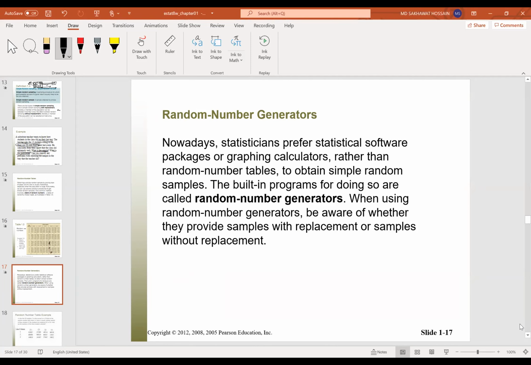Okay, so nowadays people actually use statistical software or graphing calculators. You can also use a graphing calculator to generate random numbers instead of using random number tables.